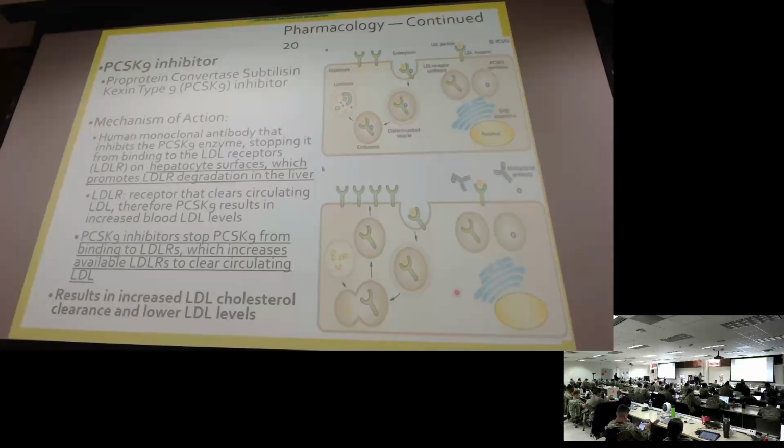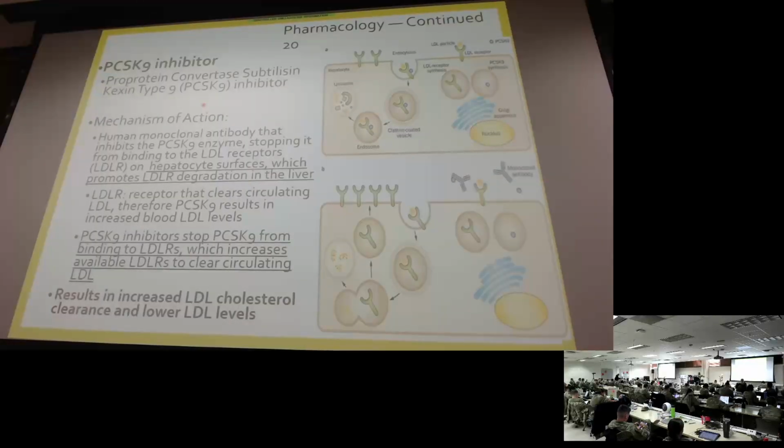Your PCSK9 inhibitor. When we look at this mechanism, essentially, PCSK9 is an enzyme that binds to your LDL receptor, and it can promote your LDLR degradation, so your LDL receptor degradation. What that means is now I have more LDL floating around in my system instead of being bound by the receptors. I want the receptors to be there. So I don't want PCSK9. So my drug is a PCSK9 inhibitor, right?